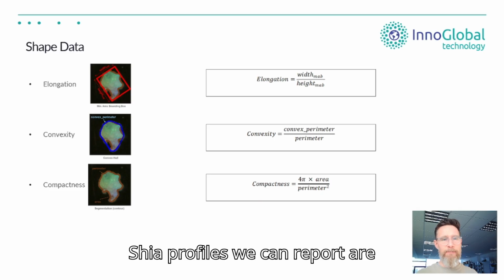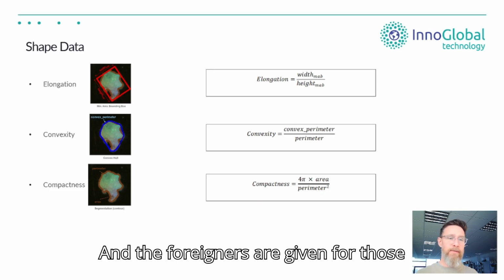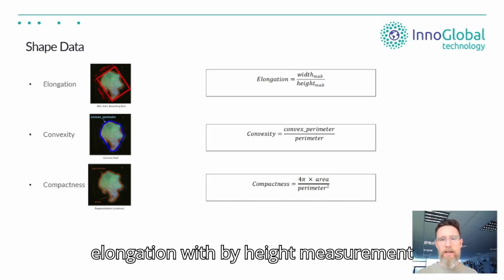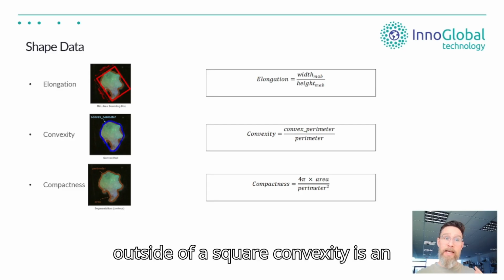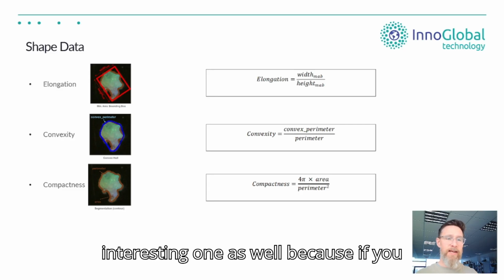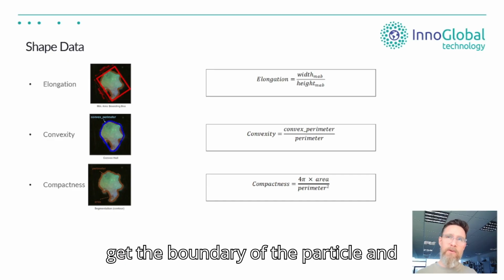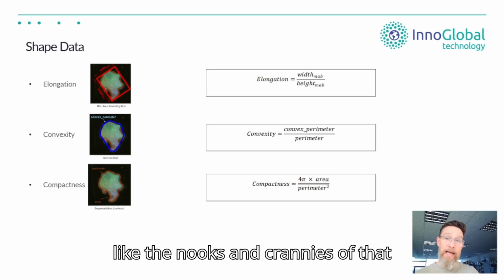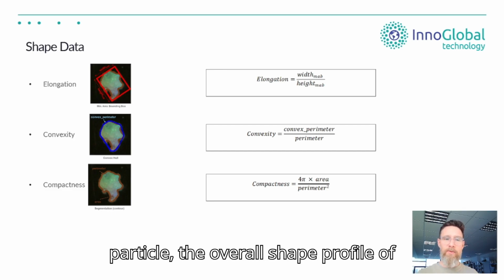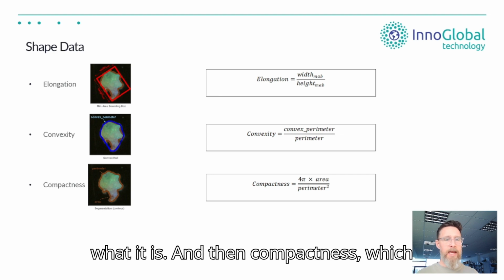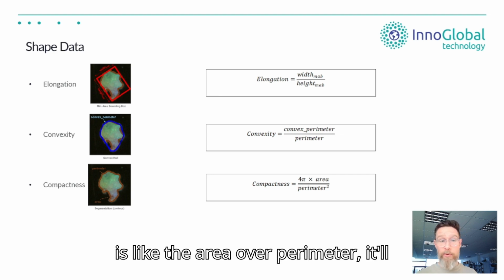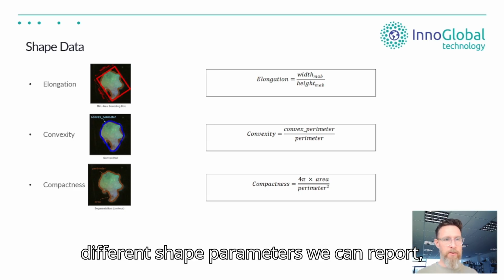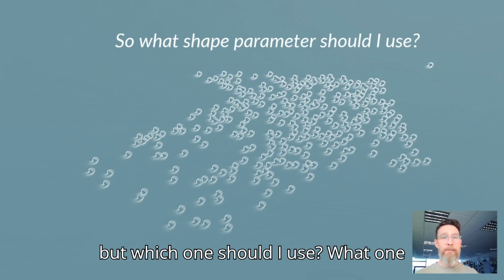And the other shape profiles we can report are elongation, convexity, and compactness. The formulas are given for those here as well. So, elongation, a width by height measurement showing how elongated the particle can be outside of a square. Convexity is an interesting one as well, because if you get the boundary of the particle and were to apply something like a rubber band to it, this will tell you the nooks and crannies of that particle, the overall shape profile of what it is. And then compactness, which is like the area over perimeter, it'll give you the actual compact shape of the whole particle. So there are all the different shape parameters we can report, but which one should I use?